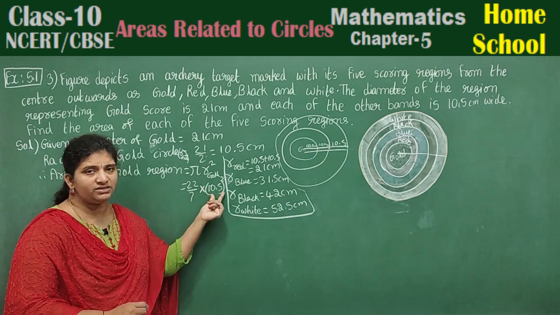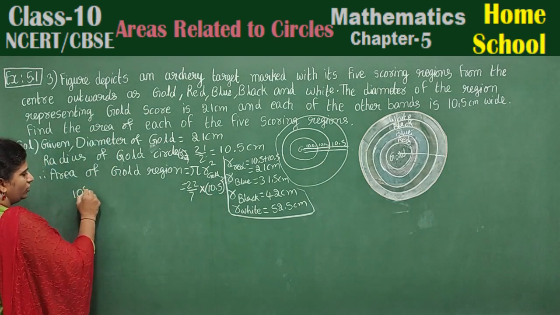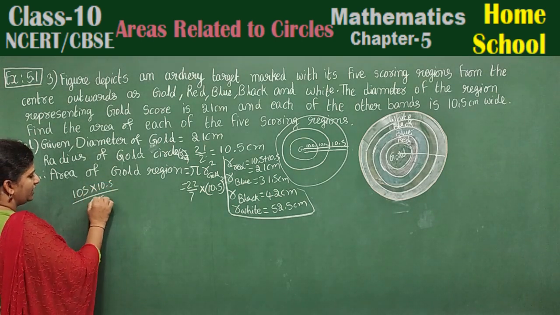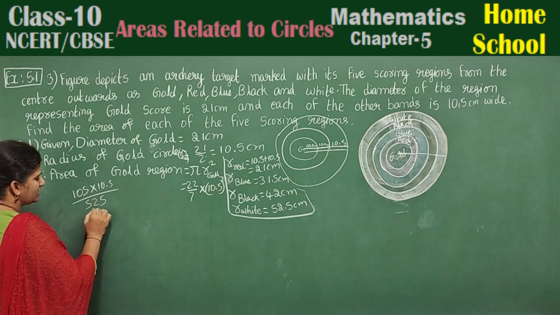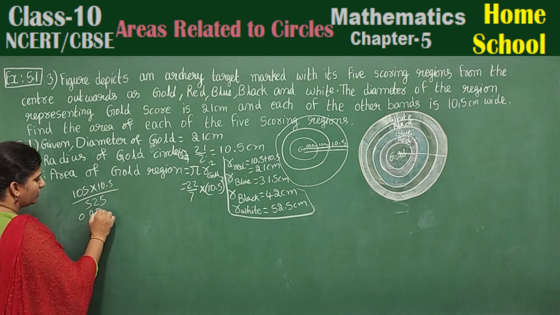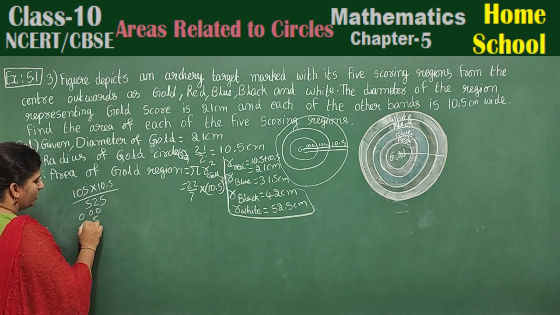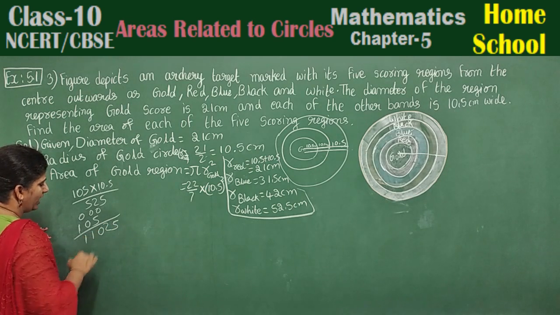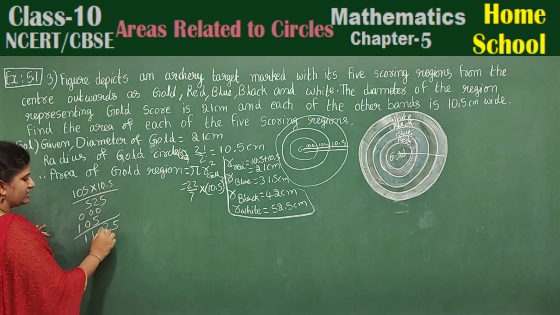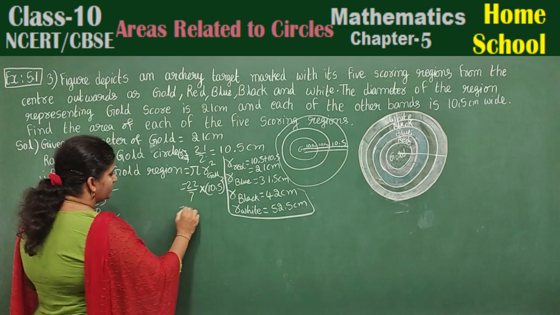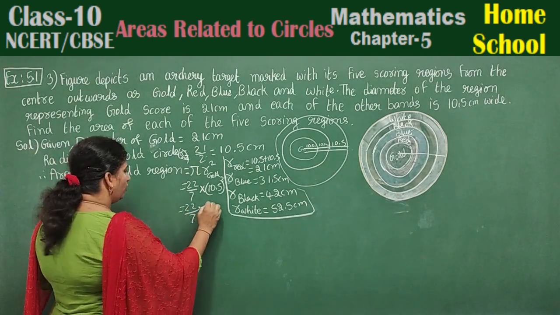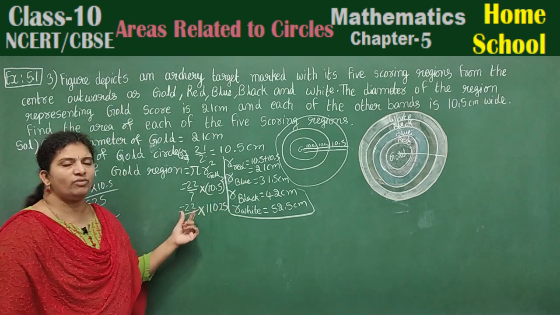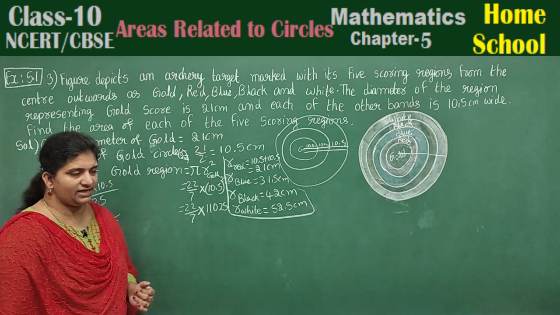Let us multiply this. 10.5 into 10.5. Multiply. 5 5s are 25, 5, 0, 0, 0. And here again it will be 1, 0, 5. Add this. 5, 2, 1, 1, 0. And decimal, 2 digits, right? Your answer here is 22/7 into 110.25. Now again these two you multiply and then divide by 7.